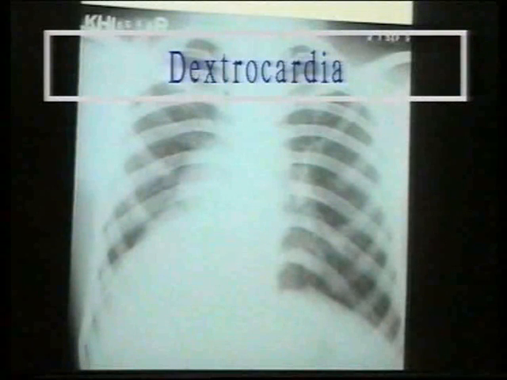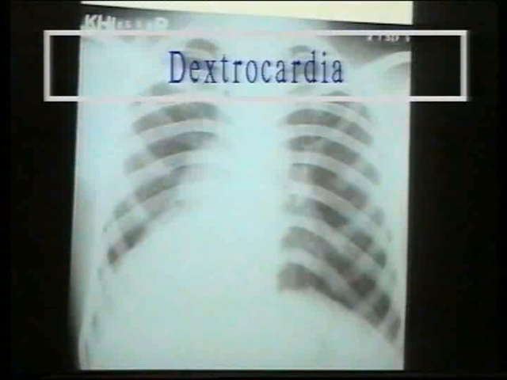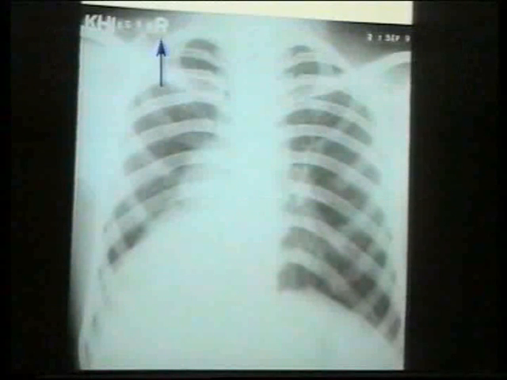Dextrocardia. When the main cardiac shadow lies to the right of the midline, dextrocardia should be suspected, provided that there is no significant lung lesion pushing or pulling the heart to the right side. In this X-ray, note that the heart shadow on the right is an absolute mirror image of a normal heart. This is dextrocardia. The apex of the heart is on the right side and the aortic knuckle is seen on the right side.